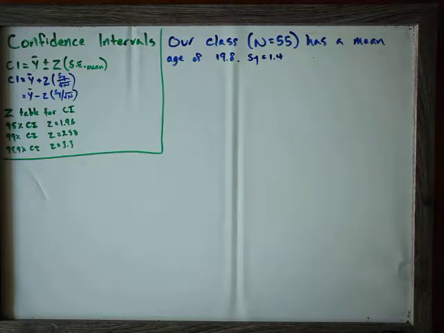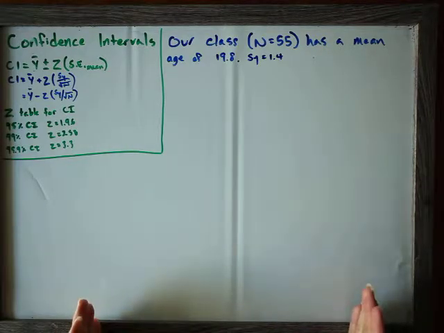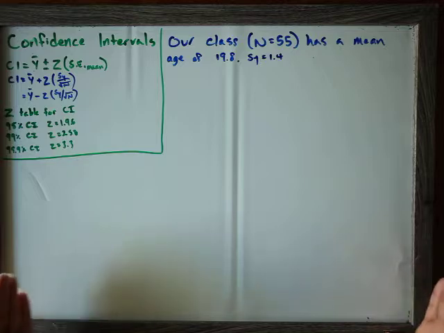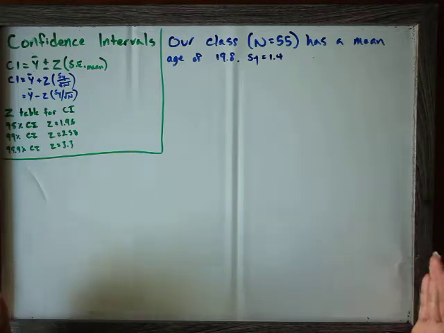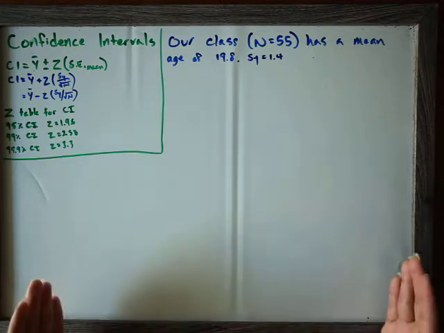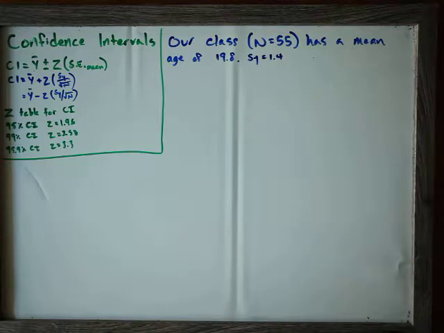In this video, I'm going to demonstrate how to calculate a confidence interval using a sample. A confidence interval is going to tell us, either a 95%, 99%, or 99.9% confidence interval, a range of values in which we think that the population parameter will actually fall.